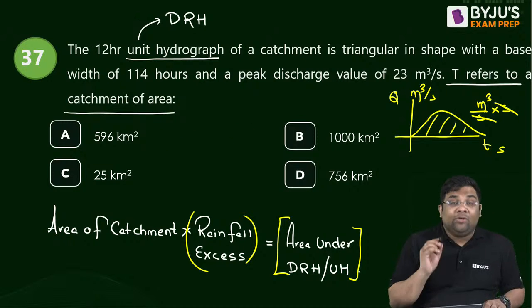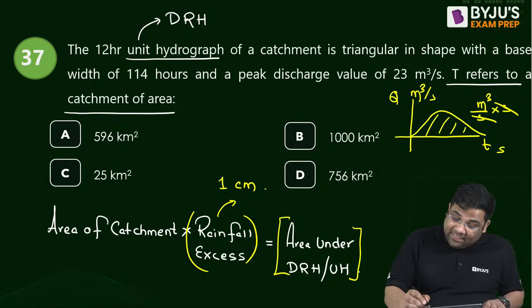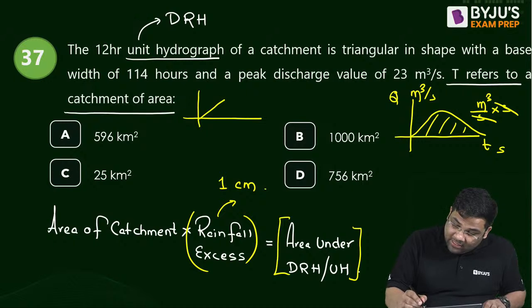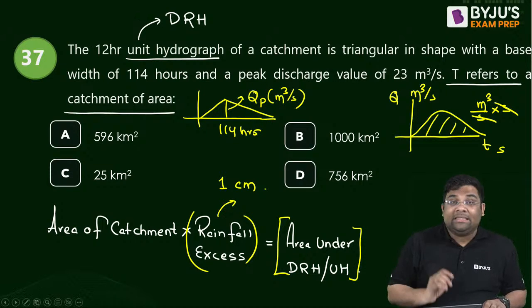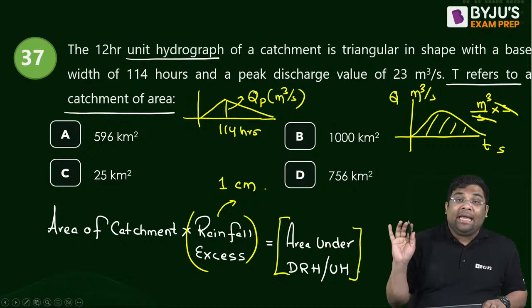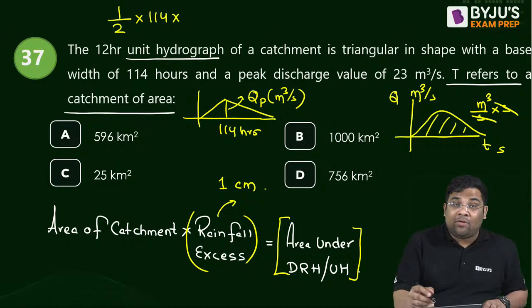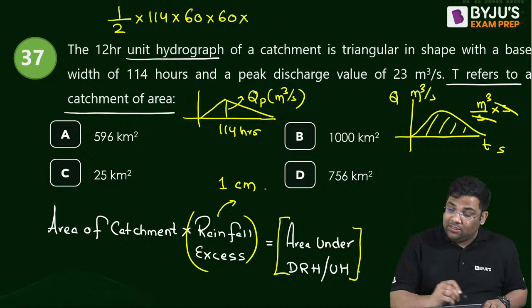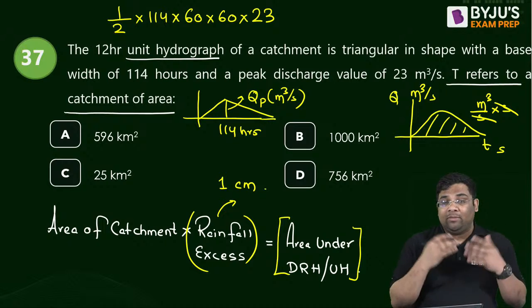So you can use this relationship and you can easily find out whatever they asked. Now it's a unit hydrograph. Unit hydrograph means your rainfall excess is 1 centimeter. And it's a triangular shape given for the unit hydrograph. Yes, the base is given 114 hours and the peak is asked. Right? Suppose the peak is in meter cube per second. Okay. So what can I write down from this? You see, the area under unit hydrograph will be half into base, 114 hours. I'll convert these hours into second, and then multiply by the discharge. QP discharge is 23 here. So I'll get this in meter cube, right? Converted everything into meter cube per second and second.